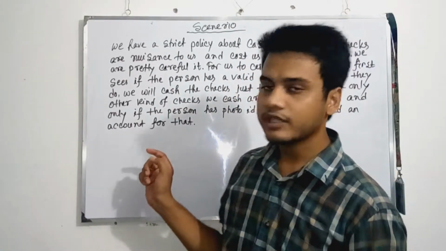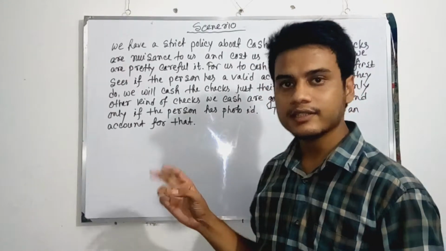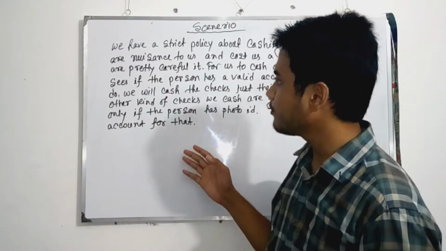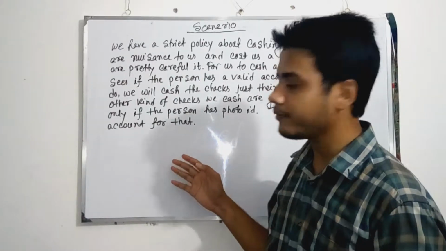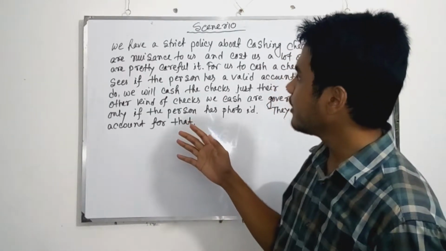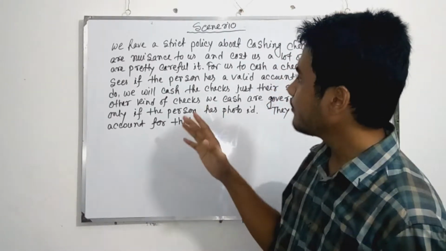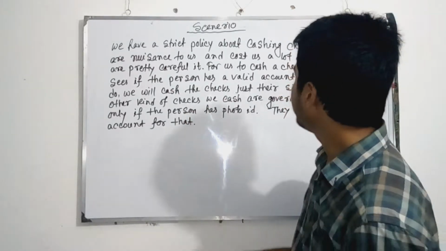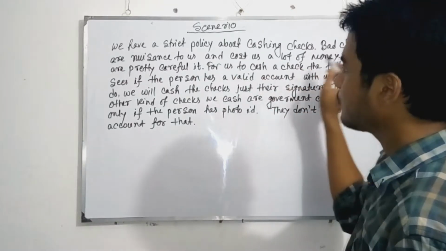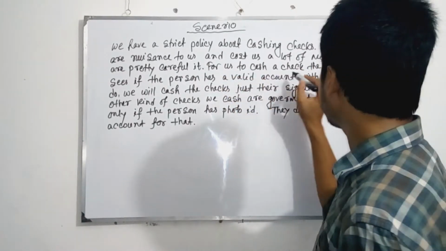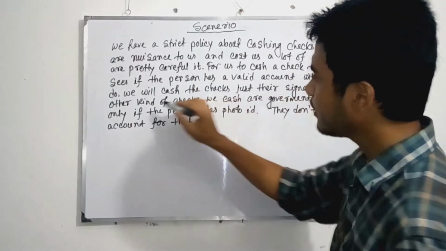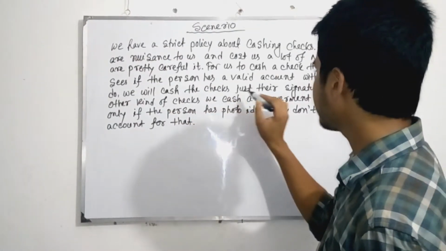To solve decision table based testing, we should apply three techniques. First, we have to find out the conditions in the scenario, then we have to find the rules of calculation, and then finally we build a table. In this scenario we mainly have three conditions to fill up. The first is that bad checks are a nuisance to us and cost us a lot of money, so we are pretty careful about it. And to cash a check, the teller first sees if the person has a valid account with us. If they do, we will cash the checks with just their signature.